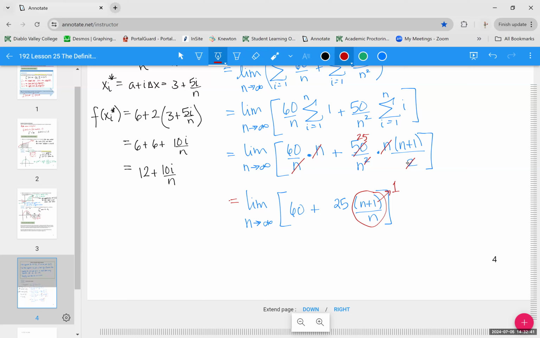Another way to see that is you could have written it as 25 plus 25 over n. This part would go to 0 because it's still got an n in the denominator, and this part would just go to 25. If this whole thing here goes to 1 times 25, it will go to 25. So it works out the same. So as I apply my limit, I have a limit of a constant plus this constant times 1. So it'll be 60 plus 25, which is 85.